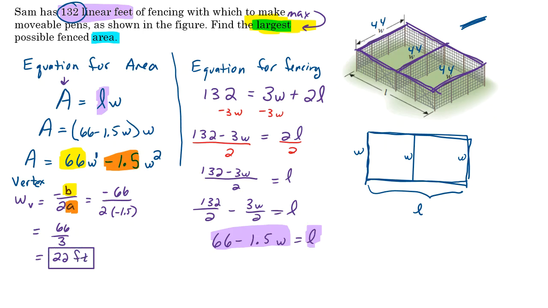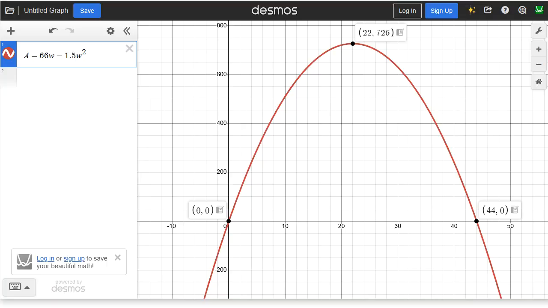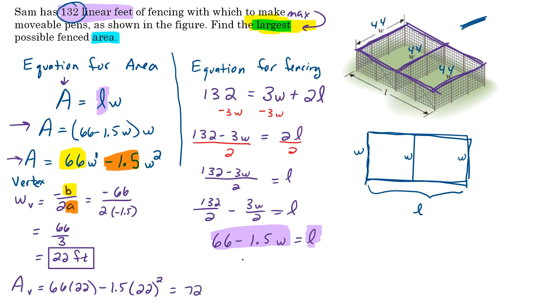So that's actually not the largest area. To find the largest area, now we need to find the A value of our vertex by plugging in 22 into our equation, either equation here. So 66 times 22 minus 1.5 times 22 squared. And if you multiply that out on your calculator, you should get 726. So our maximum area is 726 square feet.